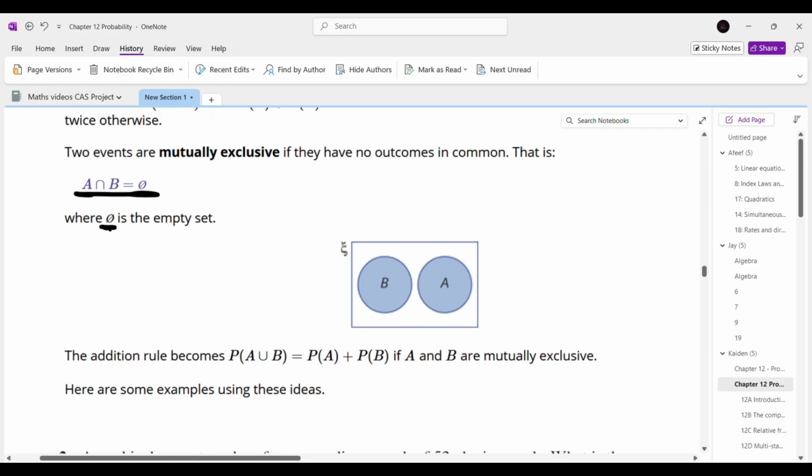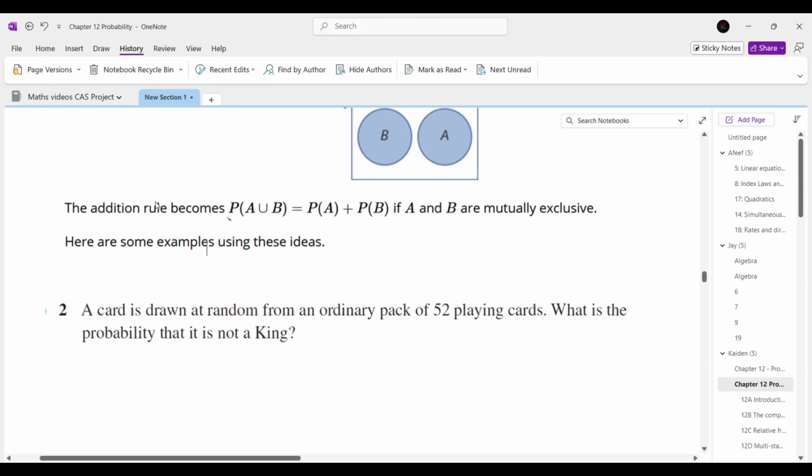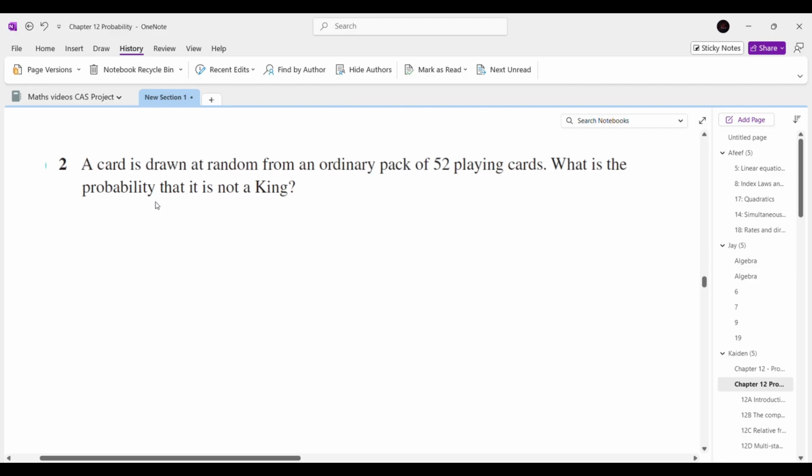So the addition rule here just becomes the probability of A plus the probability of B if and only if they are mutually exclusive. So we don't have to minus the central intersection bit, because obviously there's no central intersection bit to be found. So now let's just answer a few of these questions.